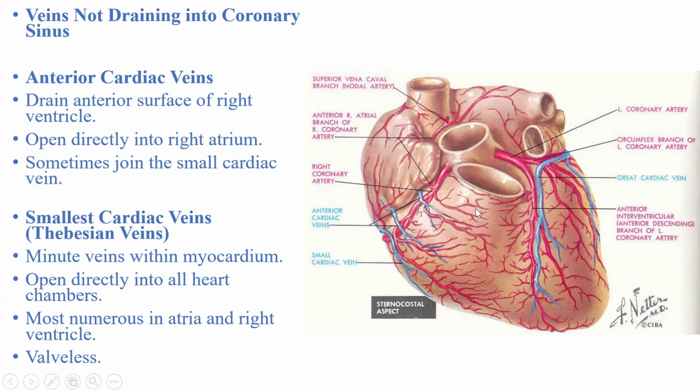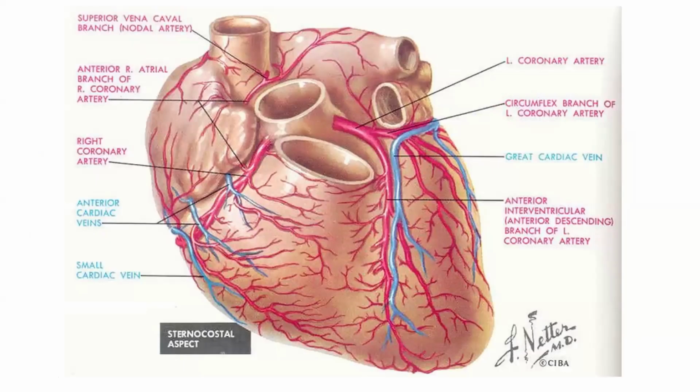Then the smallest cardiac veins, the Thebesian veins, are minute veins within the myocardium. They open directly into all chambers of the heart. They are most numerous in the atria and right ventricle, and they are valveless small veins. Here again, you can clearly see the anterior cardiac veins crossing the coronary sulcus, opening directly into the right atrium.